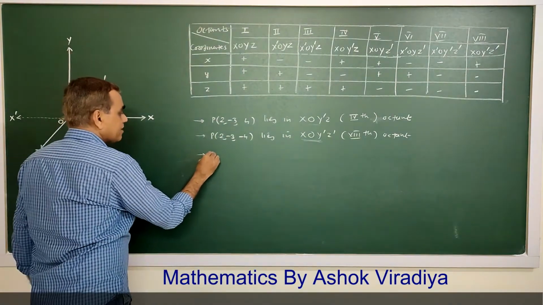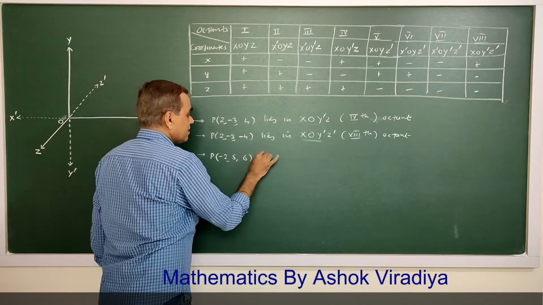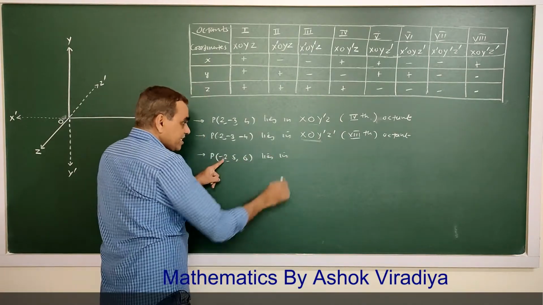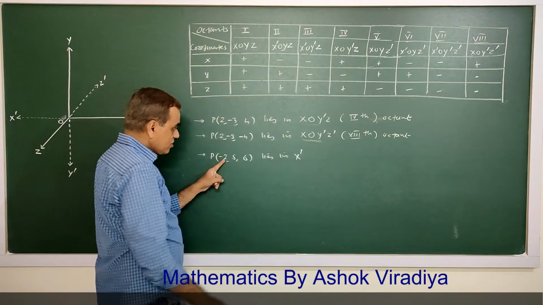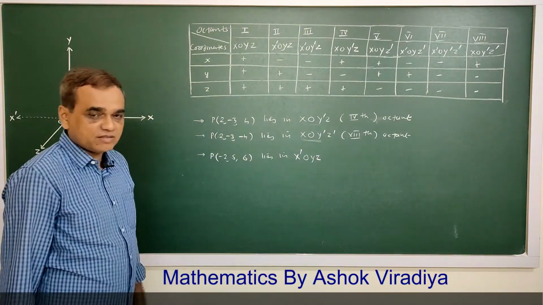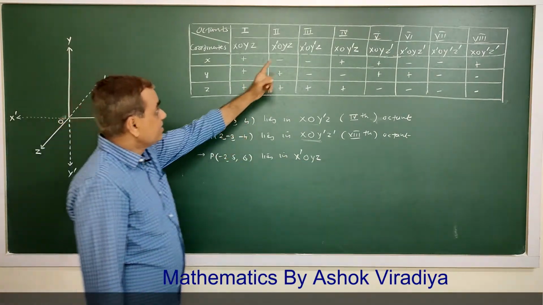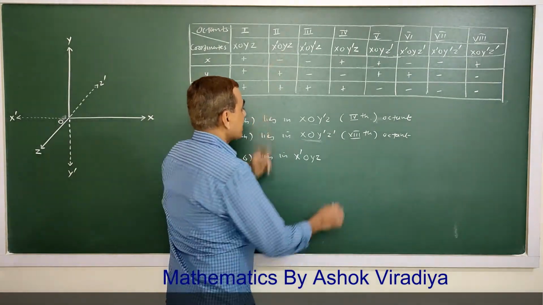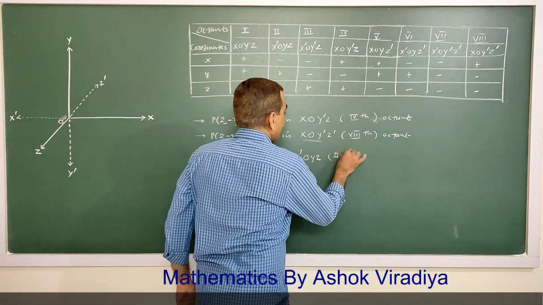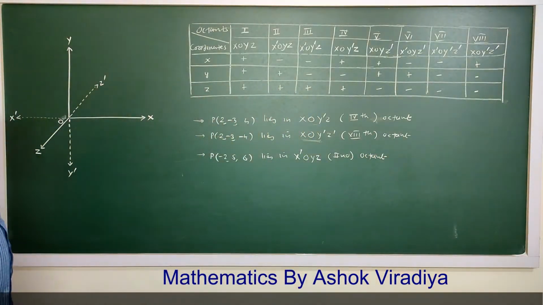If any point P, suppose (-2, 5, 6), this lies in, x is negative, so put dash, y, z positive, so don't put z or y and z. So x negative, y positive, second octant, this is the second octant, x dash o, y dash, it lies in the second octant. So we can locate points in space by this method.